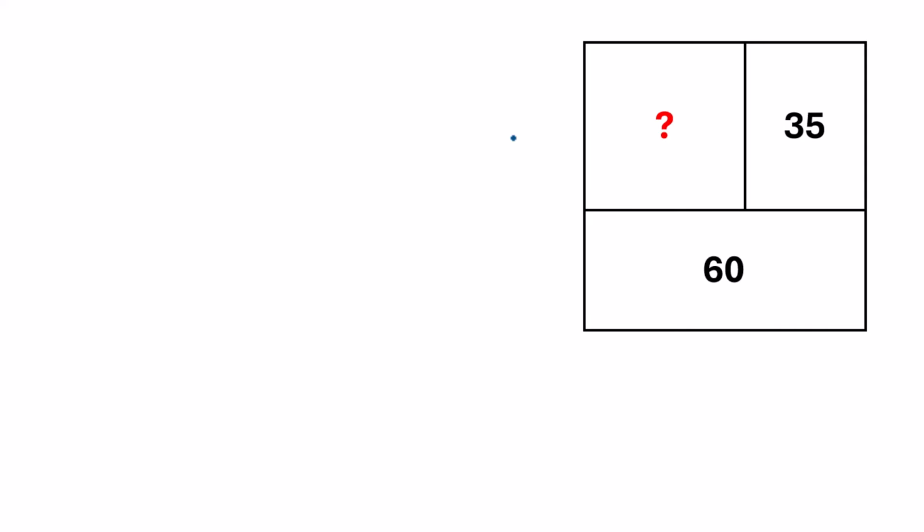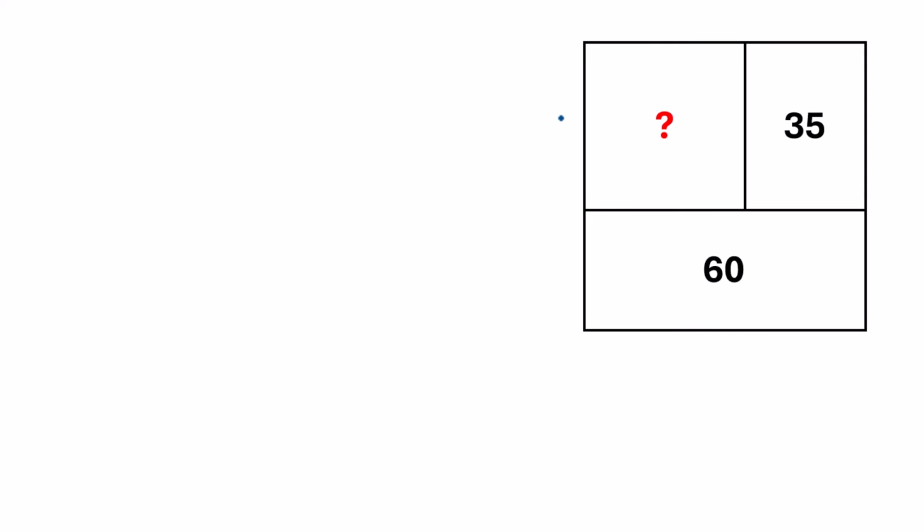Hello everyone. In this video, I am going to solve an interesting geometry problem. We have a large square. Inside it, there are two rectangles and one square. The area of this rectangle is 35 and this rectangle is 60. And we have to find the area of this square.